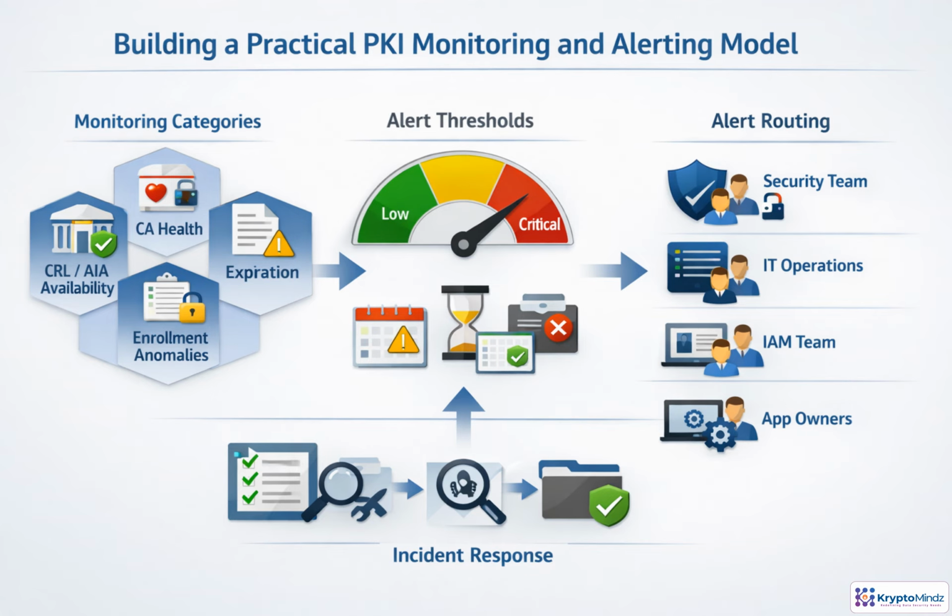A practical PKI monitoring model starts by choosing the signals that really matter: CA health, CRL and AIA availability, expirations, enrollment anomalies, backups, and key security changes. Next, you define thresholds, so warnings appear early, but not constantly. Then you route alerts to the teams that can act on them: infrastructure, security operations, IAM, or application owners. Finally, you document response steps, so every alert leads to a predictable, auditable incident workflow.